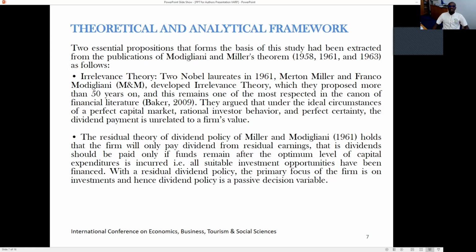On the other hand, the residual theory of dividend policy of Miller and Modigliani in 1961 holds that firms will only pay dividend from residual earnings. That is, dividend should be paid only if funds remain after the optimum level of capital expenditure is incurred, that is, all suitable investment opportunities have been financed and exhausted. With the residual dividend policy, the primary focus of a firm is on investment, and hence dividend policy is a passive decision variable.